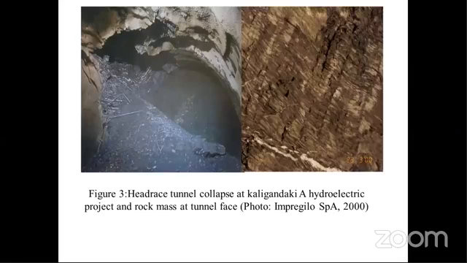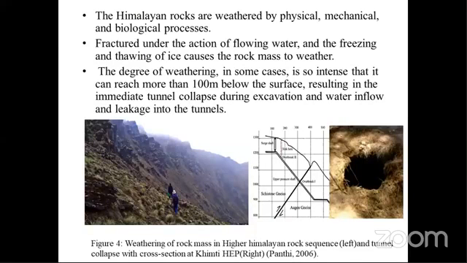This is the headrace tunnel collapse in the Kaligandaki hydroelectric project. It was a short-term diversion project in which the tunnel collapsed. Since the water diversion is made through tunnels in the Himalayas, this is a tunnel collapse during the tunnel construction. And this is in the weathered rock, during the excavation, where the degree of weathering is very intense.